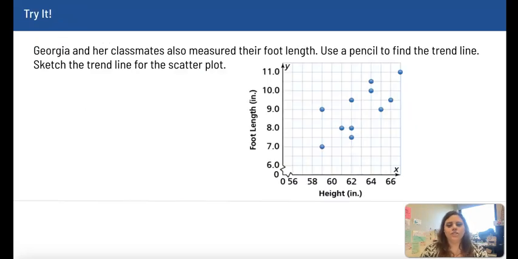You try. Georgia and her classmates also measured their foot length. Use a pencil to find the trend line. Sketch the trend line for the scatter plot. So use your pencil to try and figure out where a good spot between the data is. Once you decide on a good spot, draw that in. Pause the video, try this now, and press play to see a good answer.